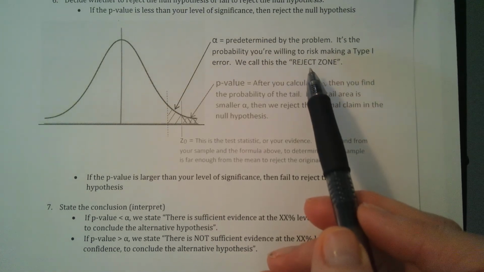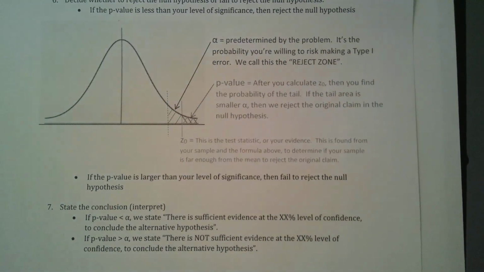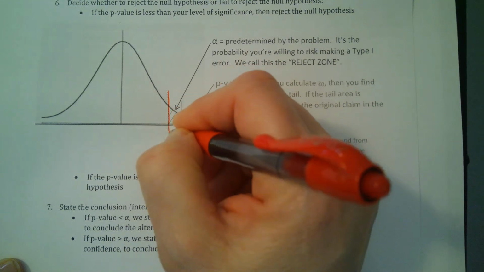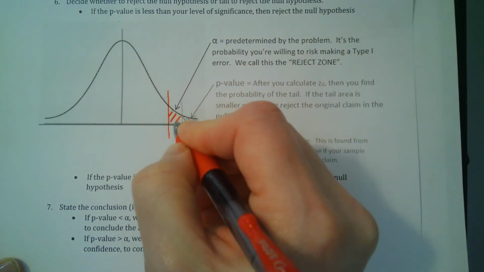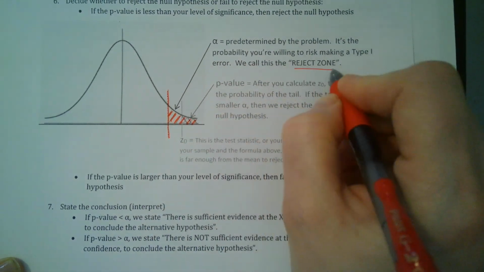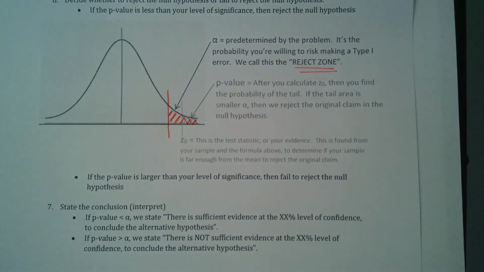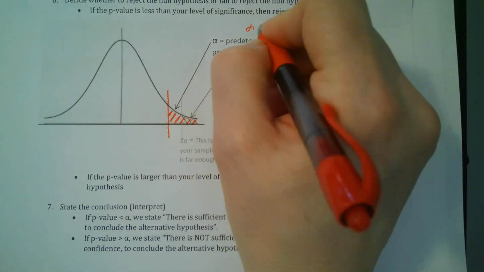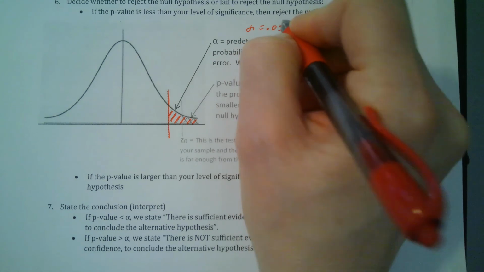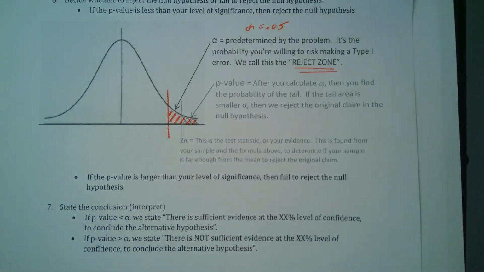We call this the reject zone. Let me color that in red. So this would be my reject zone. Okay, and that's determined by alpha. Alpha, let's say, for this example, was 0.05. So that means this area in red is 5% of the graph. So the alpha determines where your reject zone is.